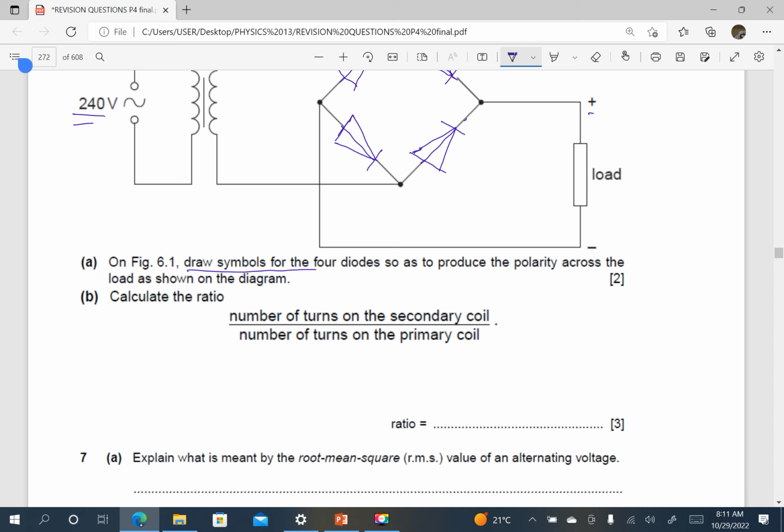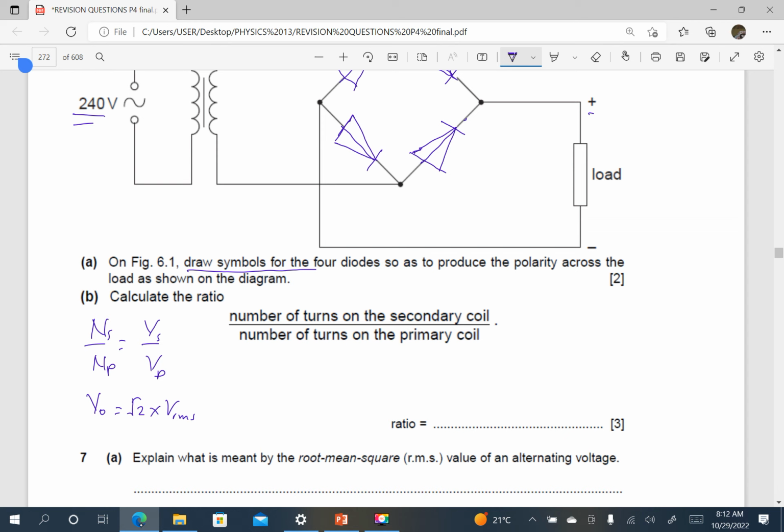Number of turns of the secondary over number of turns of the primary is going to be equal to V secondary over V primary. For the secondary, they have given us a peak value, yet for the primary, we have root mean square. To be uniform, we can change to peak values. We know that the peak value is going to be root 2 times V root mean square. That is for the primary, since the secondary is given as peak.